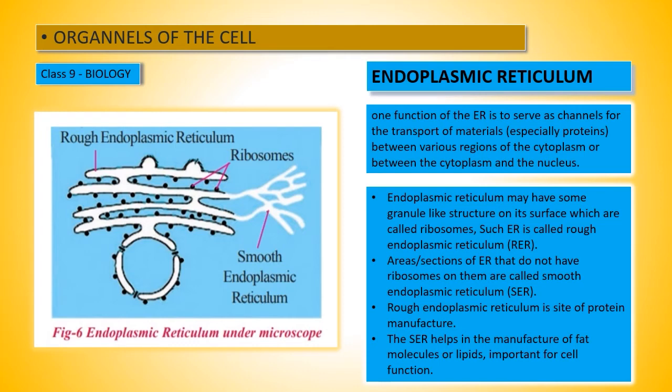The rough endoplasmic reticulum is the site of protein manufacture, and the smooth endoplasmic reticulum helps in the manufacture of fat molecules or lipids important for the cell function.